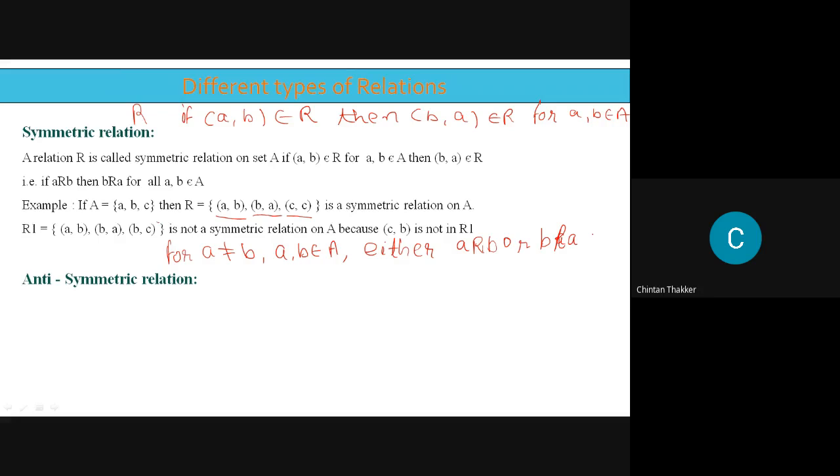That means if we have two different elements from the set A, where a is not equal to b, then if a is related to b, b cannot be related to a. That means if (a, b) belongs to R, then (b, a) does not belong to R.